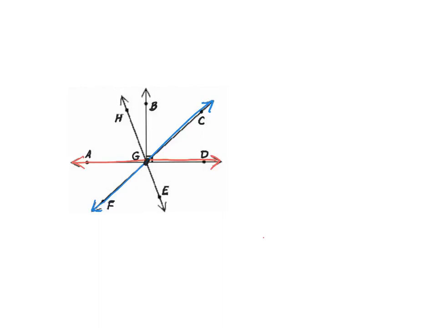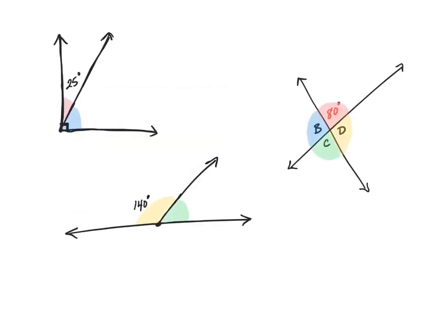So our vertical angles will be these ones that do not share a common side. So angle CGD and angle AGF. And this one, angle AGC, is vertical or opposite to angle FGD. So let's now use what we know about angle relationships to find some missing angles.